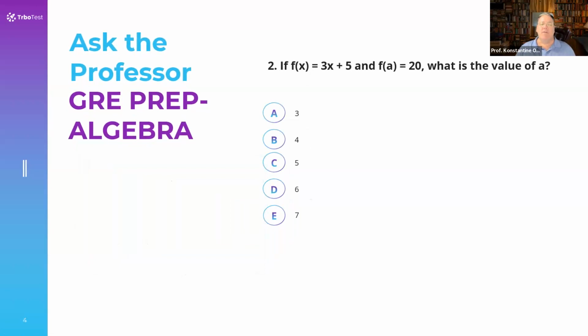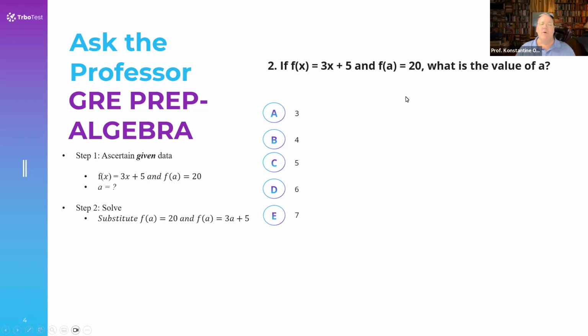All right, for the next question, number 2: if f(x) = 3x + 5 and f(a) = 20, what is the value of a? Here, as you see, they give us answer choices. They are ovals around the answer choices, so this tells us there's only one correct answer. We ascertain the data they've given us: f(x) = 3x + 5, and f(a) = 20. Obviously, they're asking us to solve for a.